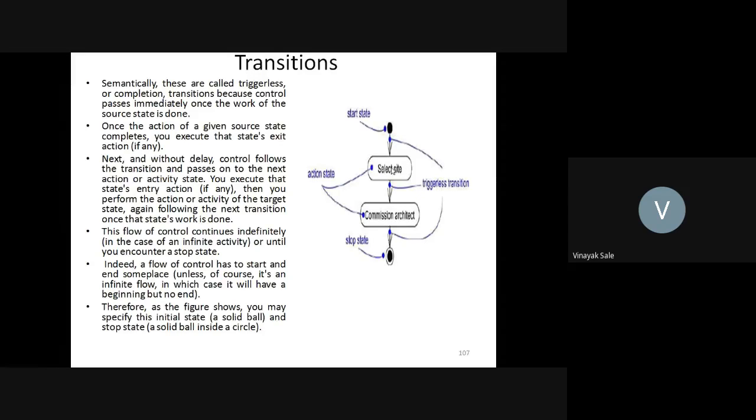So indeed a flow of control has a start and some end place. Whenever you start any flowchart, there is a start state and a stop state. Similarly, for this activity diagram, there is a start state and also a stop state. So therefore, as the figure shows, you may specify the initial state with a solid ball and the stop state with a solid ball inside a circle.